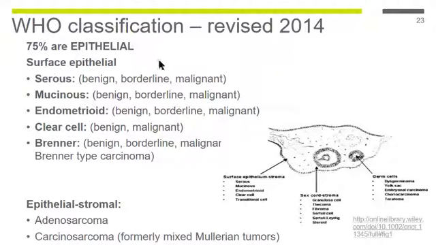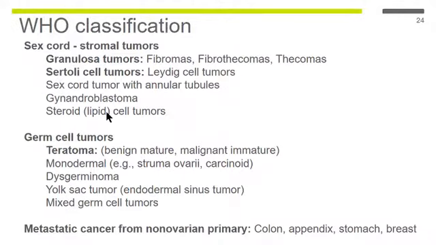So they arise from the surface epithelium, and they come in a variety of serous, mucinous, endometrioid, clear cell, and Brenner varieties. You don't necessarily have to remember all this, but surface epithelial tumors is all you have to remember, and they can be benign or malignant. Those are mostly the cystic tumors.